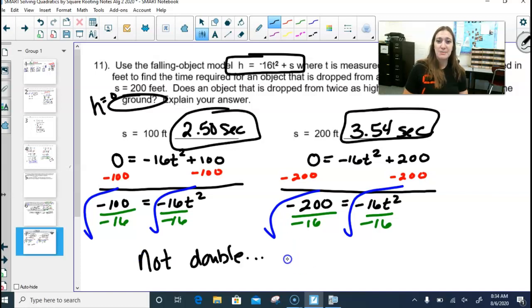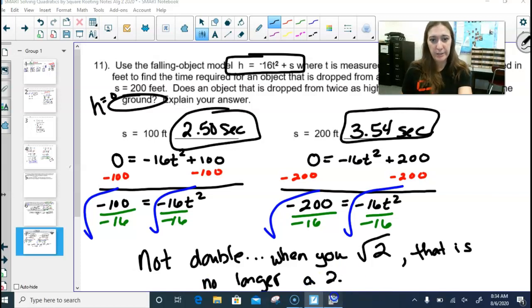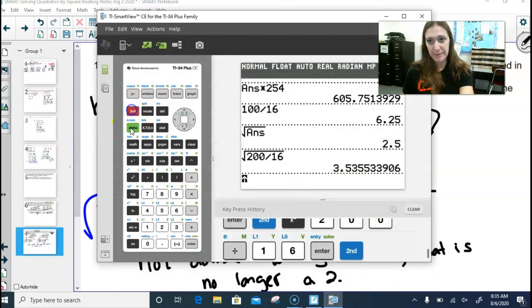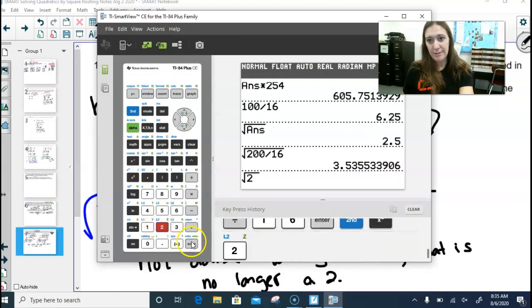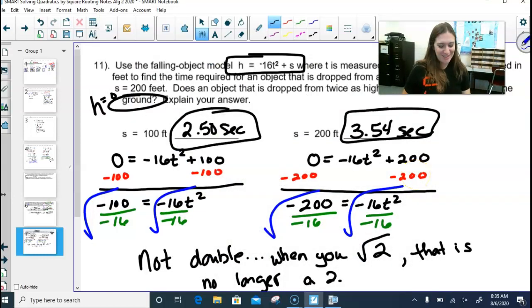The mathematical reasoning is because when you square root the factor of 2, that is no longer a 2. I do have a calculator here. I could confirm that the square root of 2 is something else. It is 1.41. It's pretty good. All right, so it's about 1.41. I'm going to write that down. That note's not going to make sense to anybody but us.